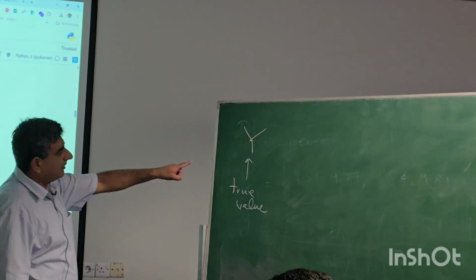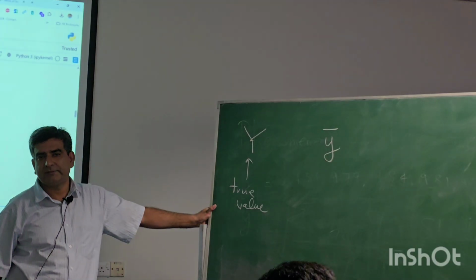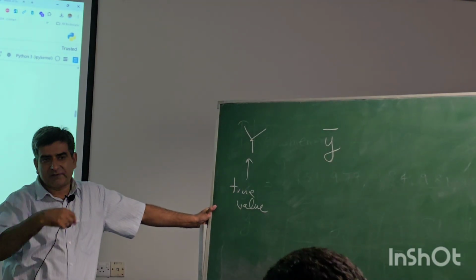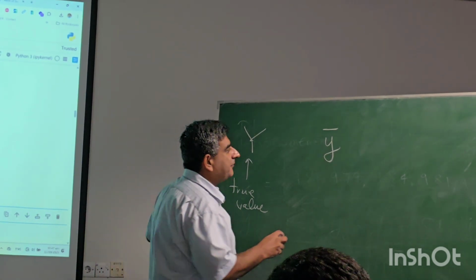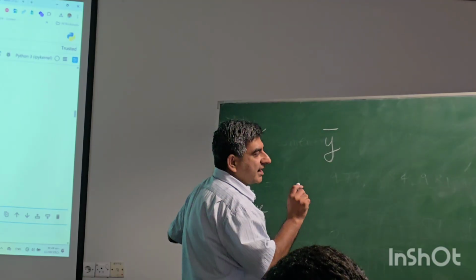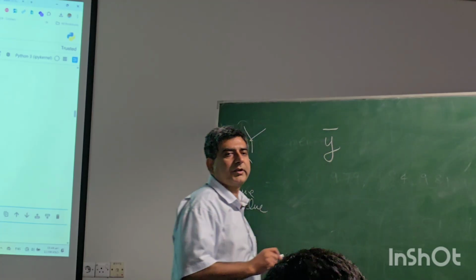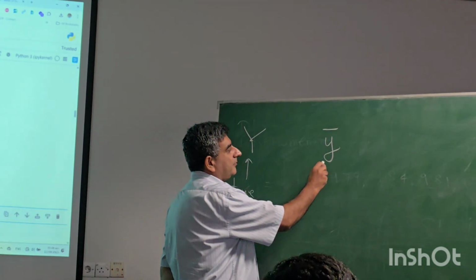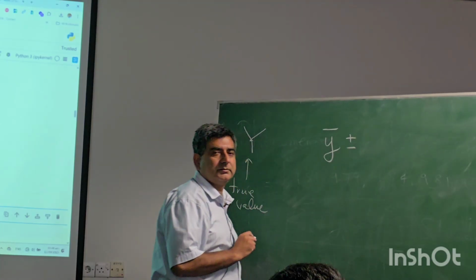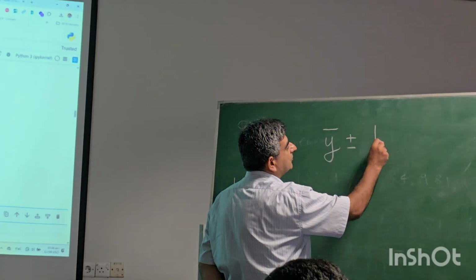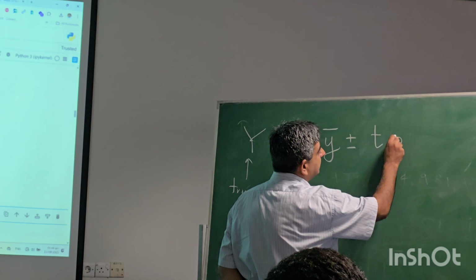Now what we have with us is Y prime. This is the best estimate for capital Y that we have. Okay? And let's denote the standard error in the mean as sigma m. So I would say Y prime plus minus some numerical value, let's call it t, some number t, plus minus t times sigma m.